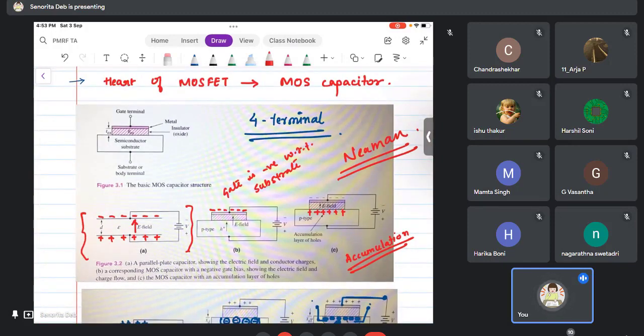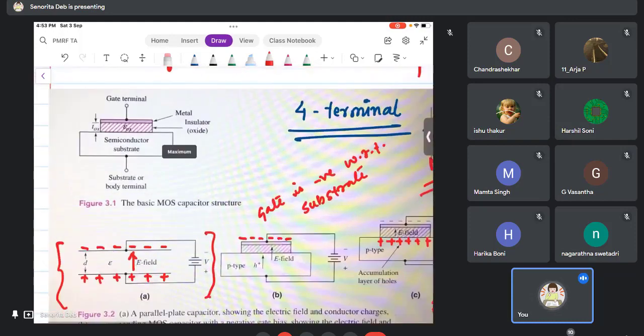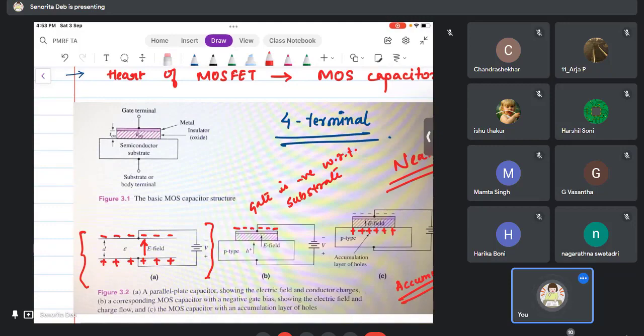We started with a normal MOS, metal oxide semiconductor, right? We see that there is a metal layer, then an oxide layer, and then the semiconductor substrate. In a normal parallel plate capacitor, there are two plates and a dielectric in between. When you put a voltage across these two parallel plates, the charges get distributed. Just like that, it will happen here also. There is a P type substrate.